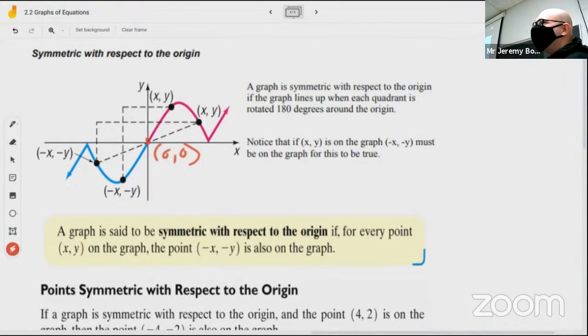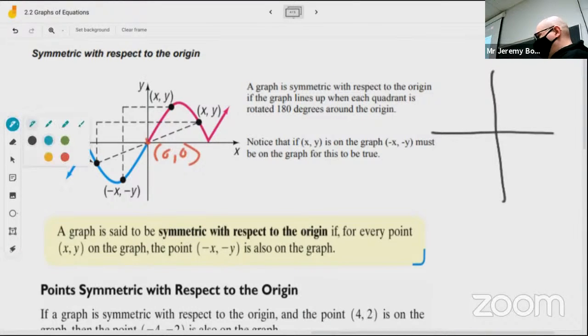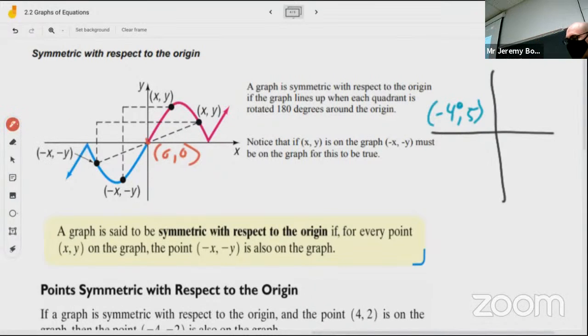Any questions on that? So if you have Q1, let's see, -4, 5. If you have the point -4, 5, what other point needs to be there for it to be symmetric with respect to the origin? It has to be 4, -5, which would be over here.